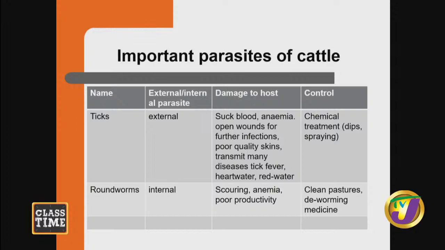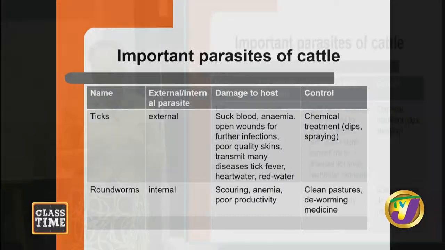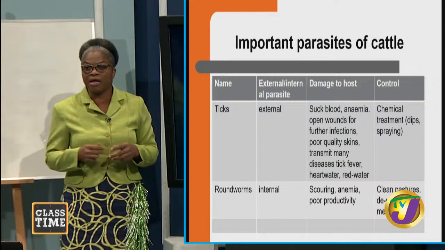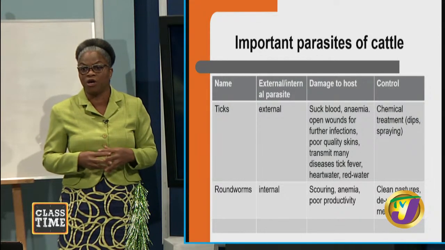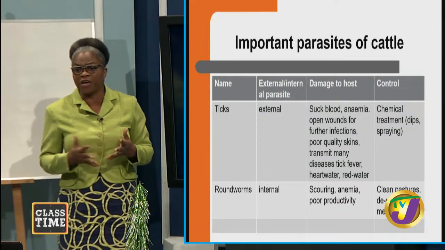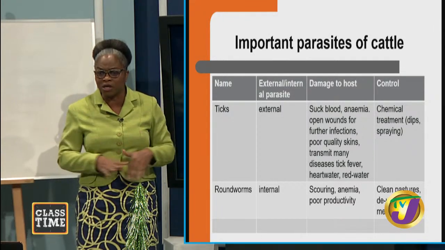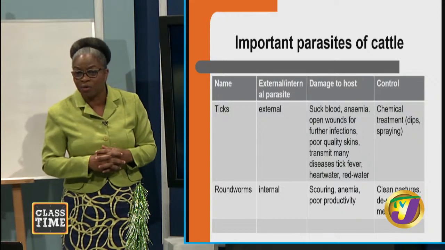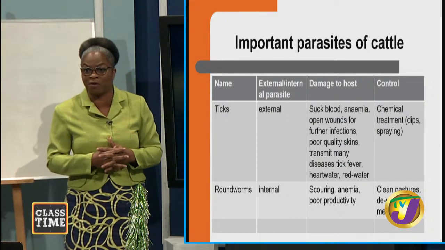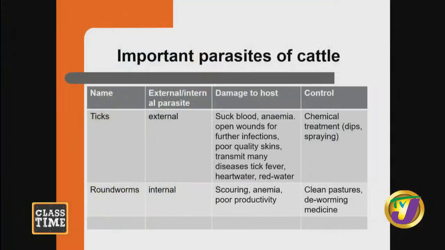The tick is going to suck the blood of the animal. The animal is going to become anemic. And if there's any open wound, and there will be open wounds from these bites from the ticks, it's going to cause some infection. It's going to affect the quality of the skin. Because you know in Jamaica that we eat the cow skin, right? We eat the pig skin because these things are very important. So you don't want to affect the quality of the skin. You want when persons go to buy these things, they are getting good quality.